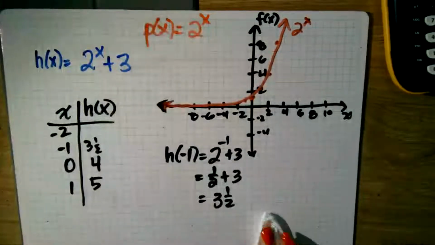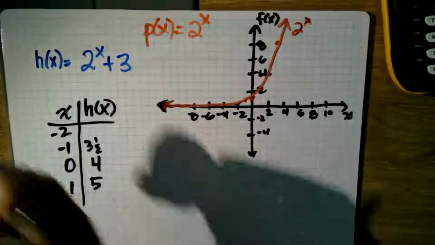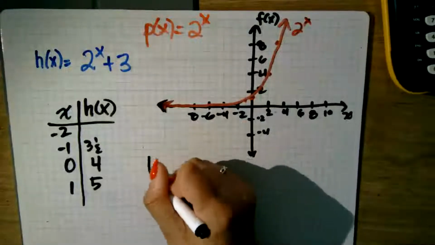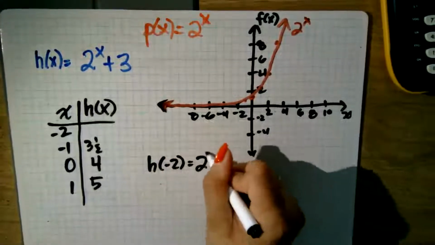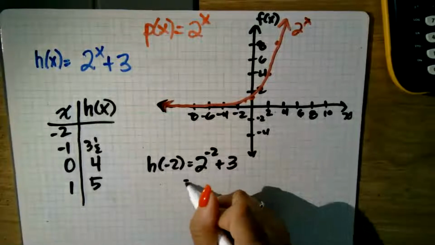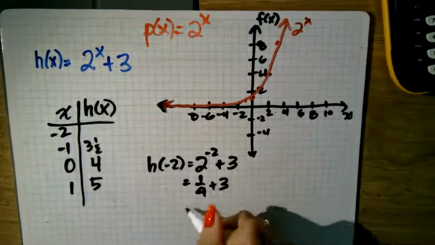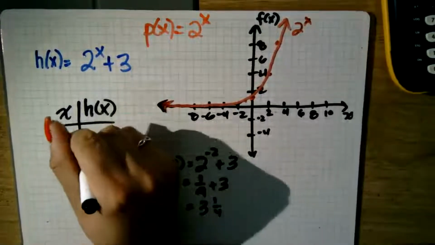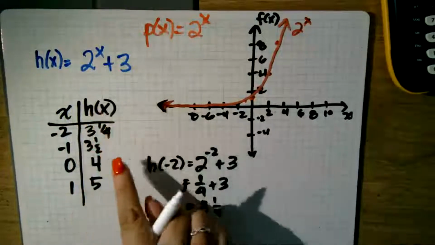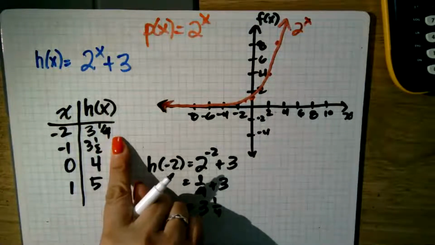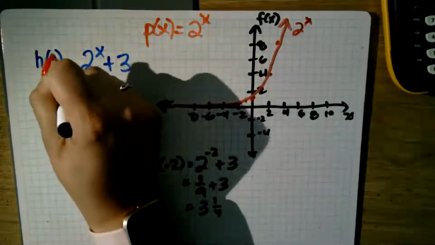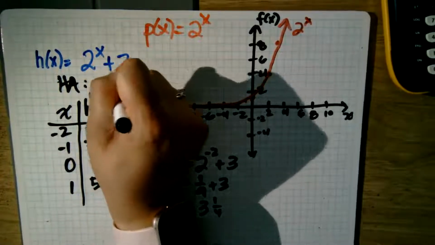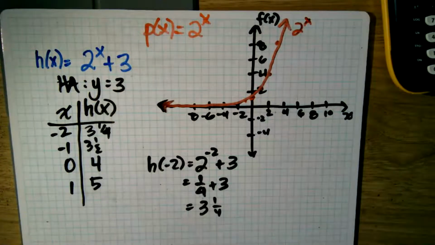So negative 2, H of negative 2 gives me 2 to the negative 2 plus 3. This gives me 1/4 plus 3, 3.25. You see something? I'm slowly approaching that 3 again. So I know that this guy has a horizontal asymptote at y equals 3, positive 3 this time.